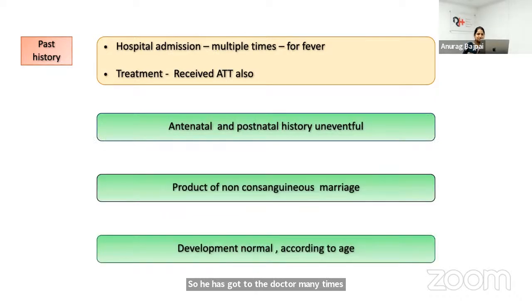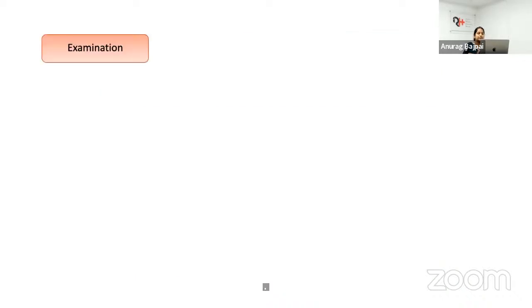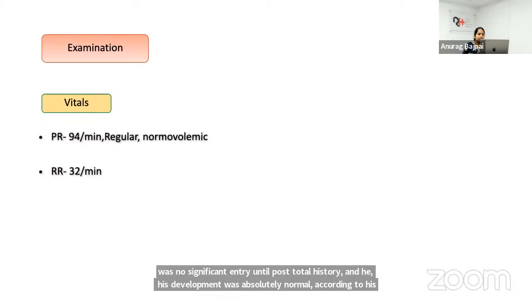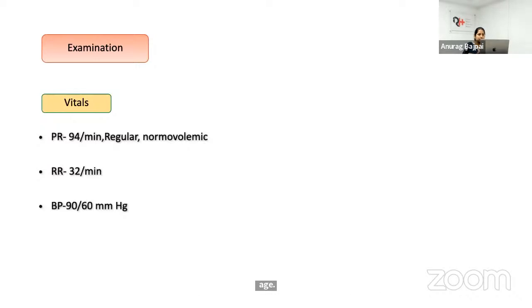There was no significant antenatal and postnatal history, and his development was absolutely normal according to his age. On examination, the pulse rate was regular, normal volume, and respiratory was normal. Even the blood pressure was 90/60, which was normotensive for his age.